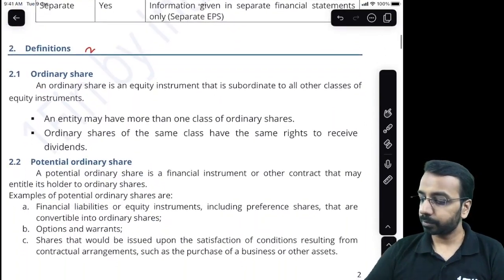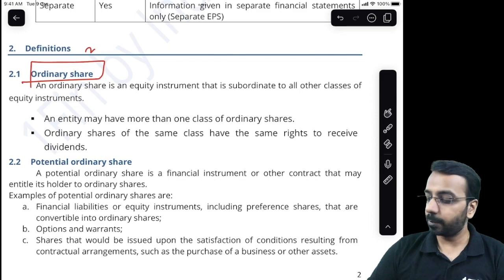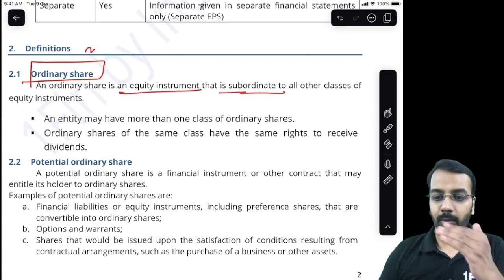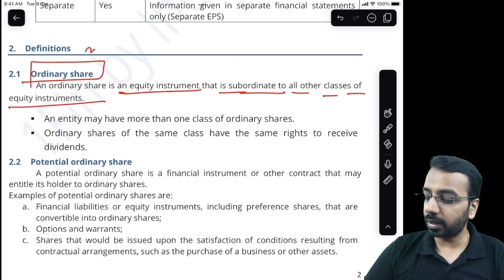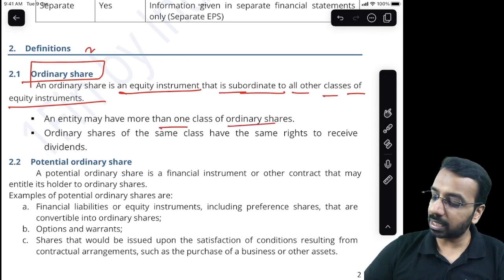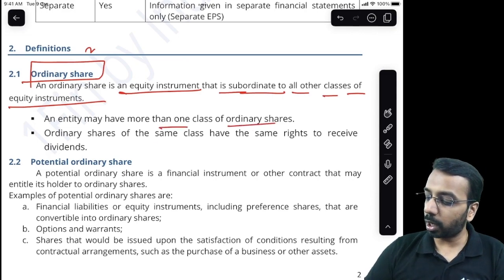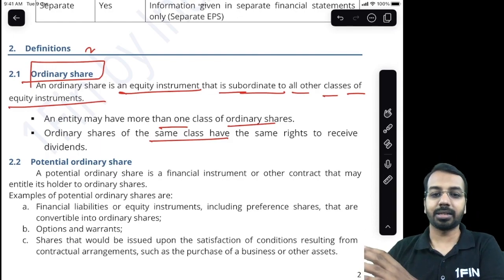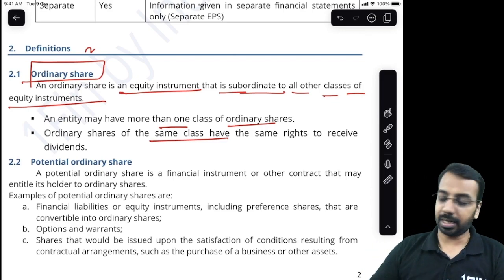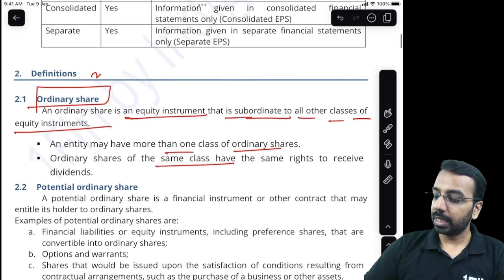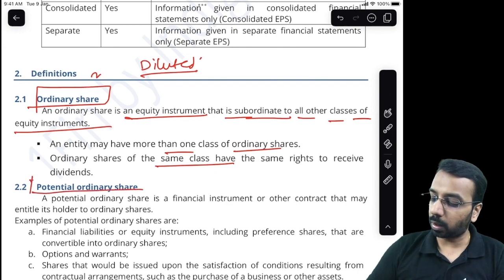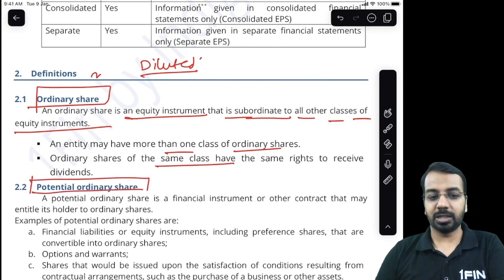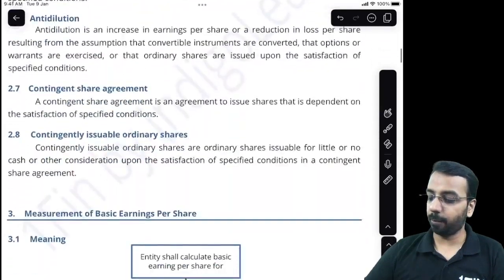Right? Now, ordinary share that I told you about is basically an equity instrument that is subordinate. Subordinate means that is junior or that is last in line to all other classes of equity instruments. Right? So you can have more than one class of ordinary shares, and if we talk about one particular class, each class has the same rights. If you have different classes, accordingly you will also calculate earnings per share for each of those classes. Then we also have something called diluted earnings per share, for which we have to know something called potential ordinary share. This also we'll understand as we discuss further in the standard.